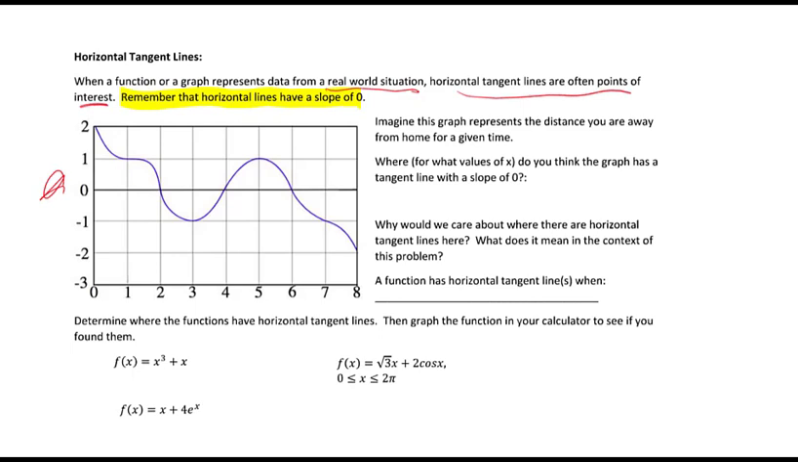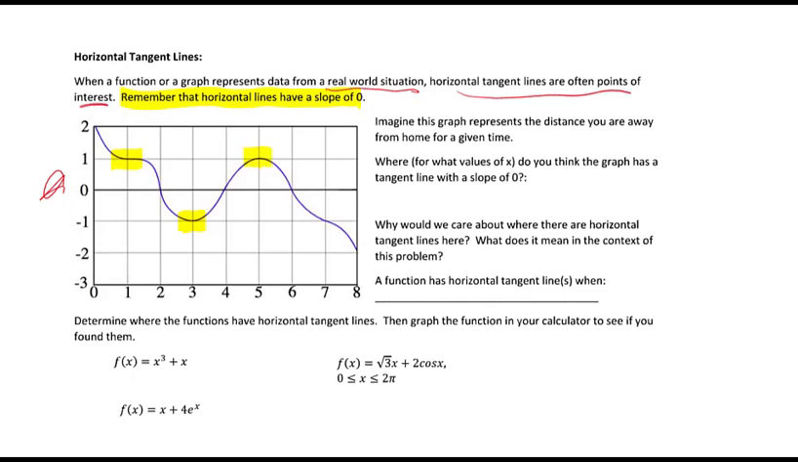Okay, so imagine this graph represents the distance you are away from home for a given time. For what values or when or where do you think the graph has a tangent line with a slope of 0? So like right here, this is certainly not a tangent line of 0. That tangent looks pretty negative. So right here, that looks to be a tangent line of 0. Right there it has a horizontal tangent line, and right there it looks like it has a horizontal tangent line.